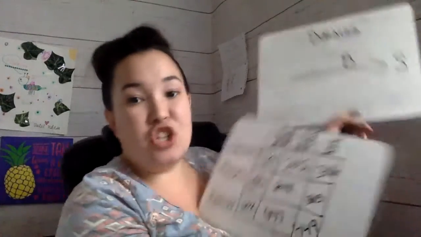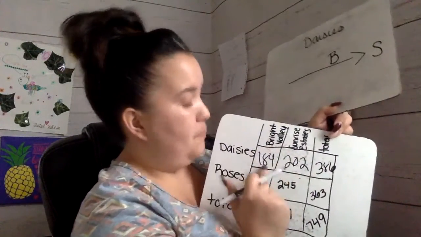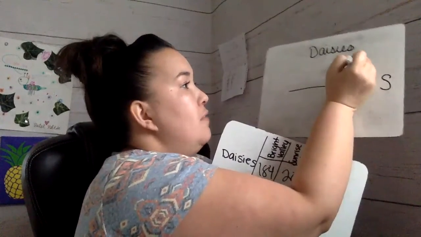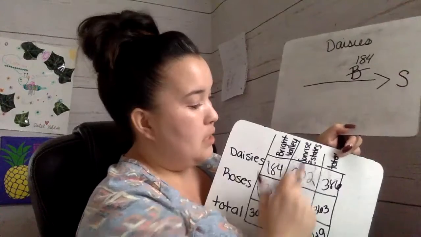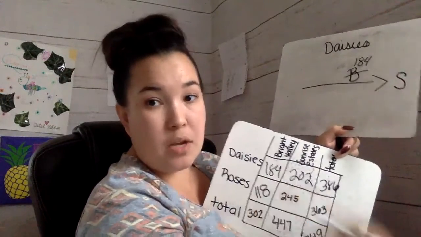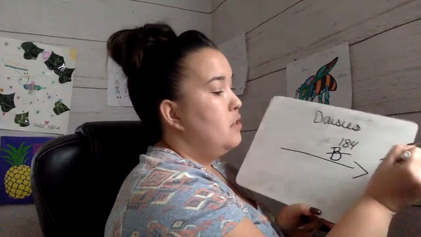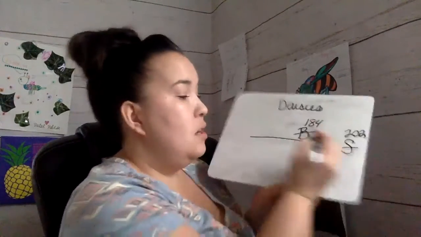So now I'm looking at just my daisies. How many daisies are in Bright Valley? 184. So I'm going to cross out B and write 184. Now, how many daisies are in Sunrise Estates? 202. So I'm going to cross out S and write 202. How am I going to solve this? By subtraction.